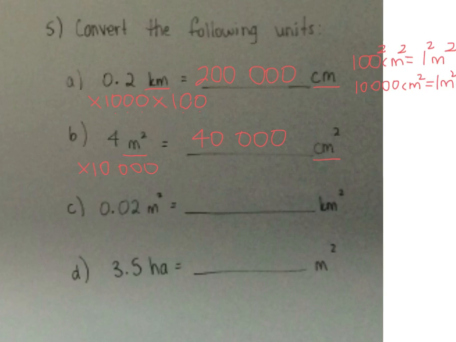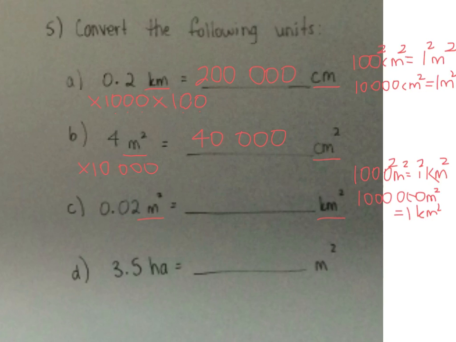The next question is exactly the same idea. This time we're taking square metres up to the larger unit of square kilometres. Normally there is 1,000 metres in 1 kilometre, but we want square units, and so we're going to square our conversion rate. So 1,000 squared gives us 1,000,000 square metres in 1 square kilometre.